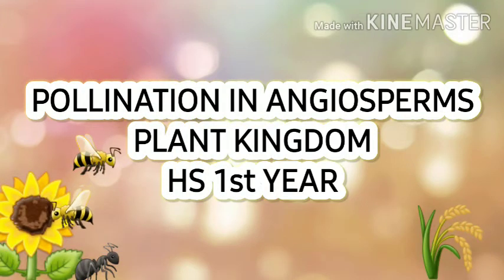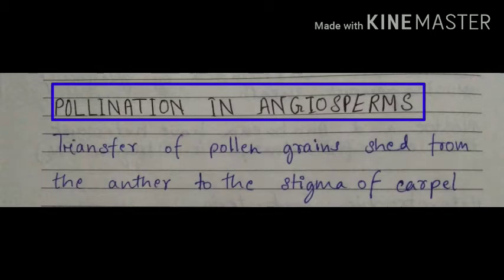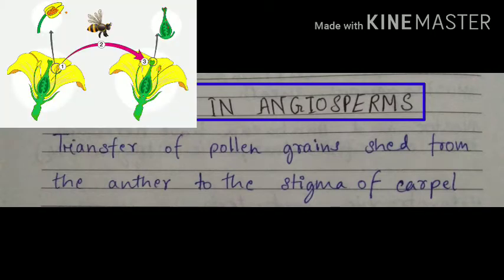Welcome to the topic Pollination in Angiosperms from the chapter Plant Kingdom, HS first year. At first, let's see what pollination is. It is the transfer of pollen grains shed from the anther to the stigma of carpel.